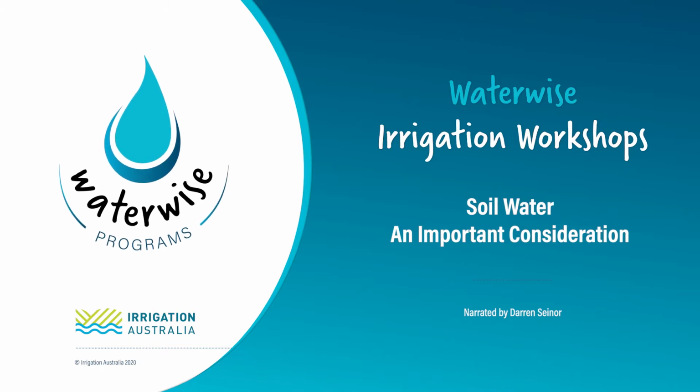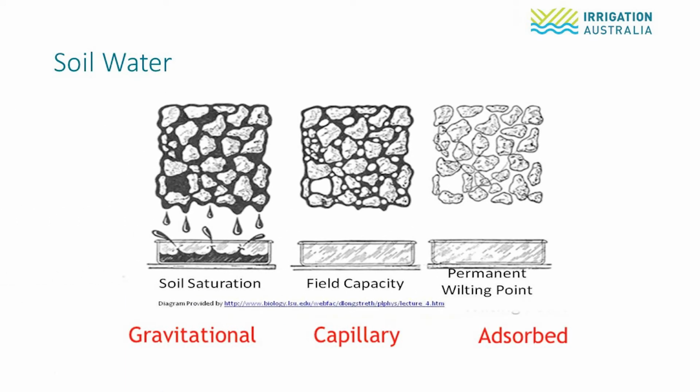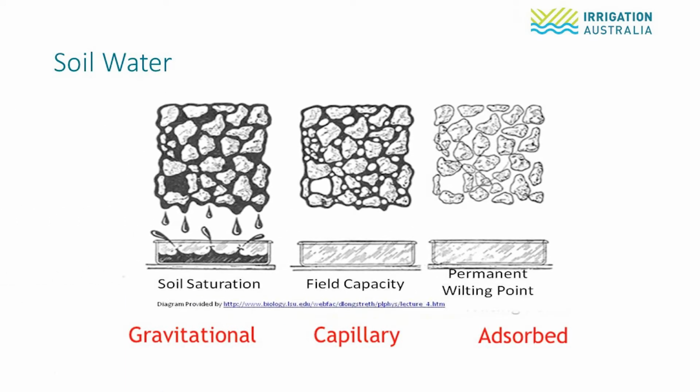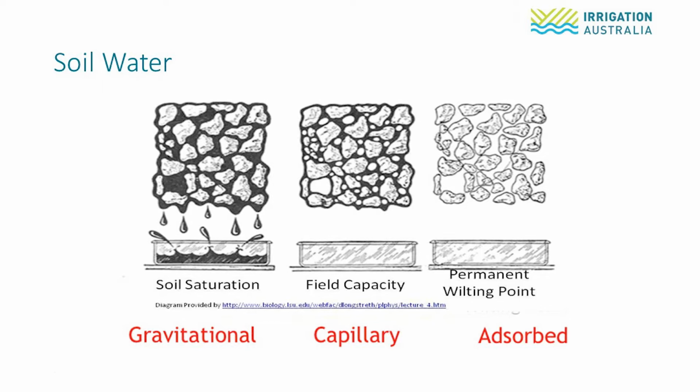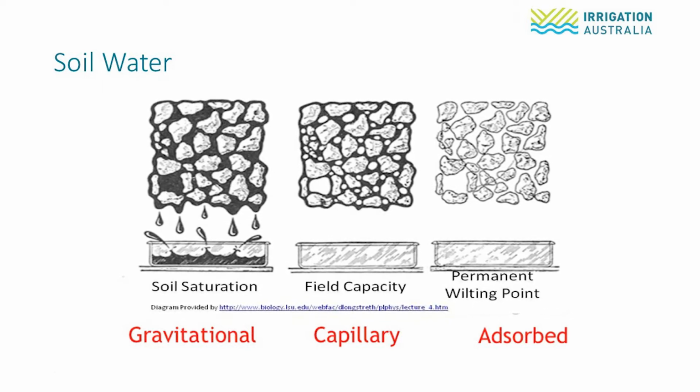Soil water is an important consideration for irrigation. Soil is generally in one of three states: soil saturation, where the soil can't absorb any more moisture and any further application of water will either run off or through the soil.